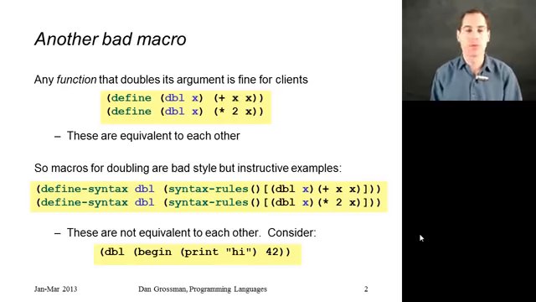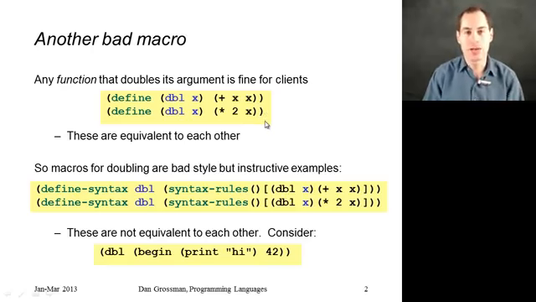So to do this, I'm going to use a very simple example, which is a macro that doubles its argument. I want to emphasize first this is poor style. If you need something that doubles its argument, use one of these two functions you see at the top of the slide. They're both perfectly good, and they are equivalent to each other, and no client can tell how you've implemented it. You're just doubling, and that's wonderful.